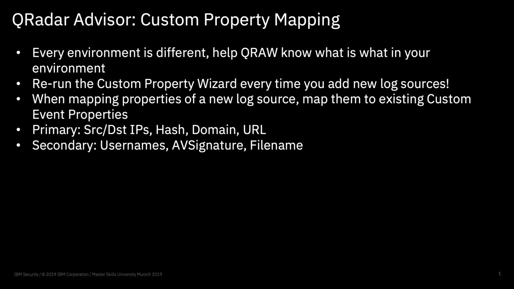There is already a custom event property called file hash. And so when you extract a new property from a new log source, you can map it to that custom event property, such that if it's already mapped in Advisor, it'll be picked up automatically. If you call it something else and create a brand new custom event property, then just go into the custom event property wizard and run it, and it should pick up the suggestion.